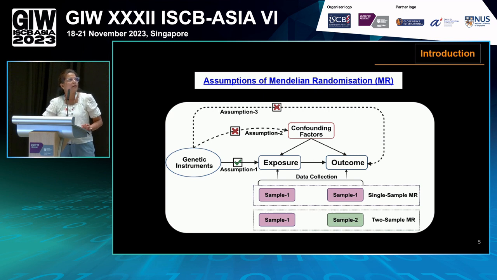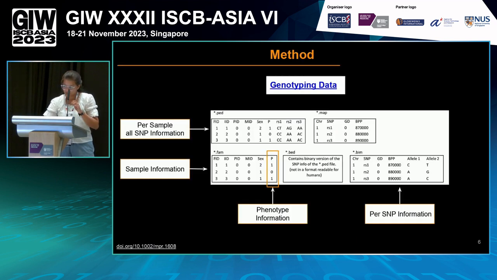Starting with the method, for single sample MR, you will get the genotyping data. This is how genotyping data look. Many of you already know about it. We will get whole information about the sample, their SNP locations, the effect and alternative alleles, and the phenotype. If we have a disease, the phenotype will be binary, 0 and 1. And if we have a continuous phenotype like cholesterol or BMI, a continuous value will be there.